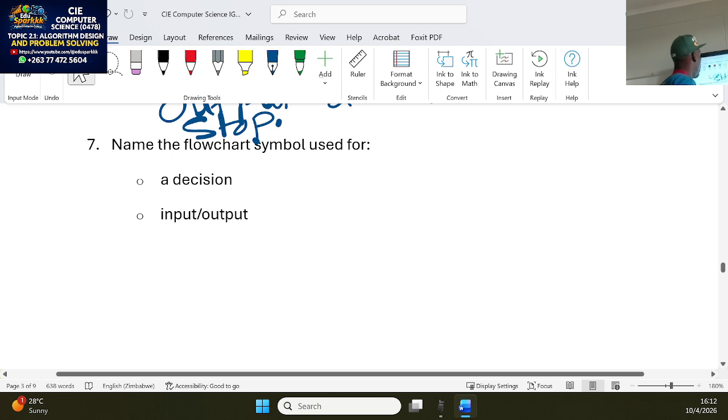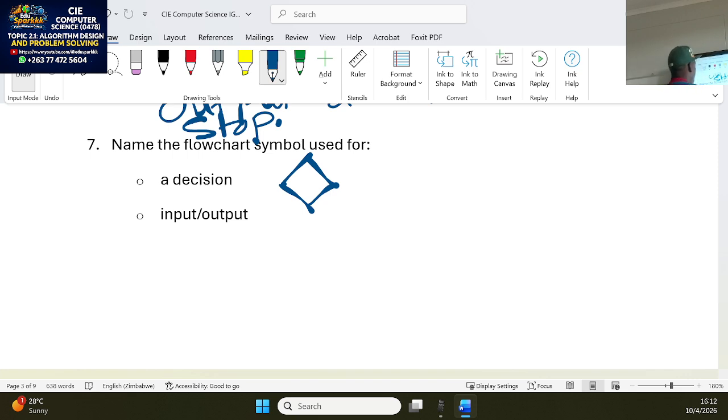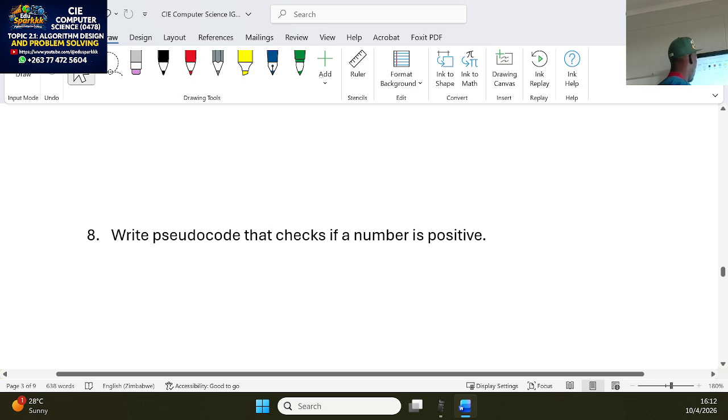Name the flowchart symbols used for decision. Now, if you are making a decision, we need a diamond. Well, for input or output, we said we need a parallelogram. That's the one that we use to input data values into the program or in the algorithm.